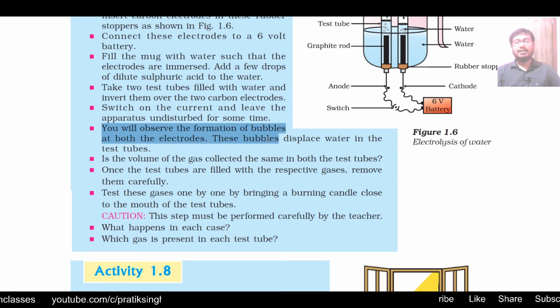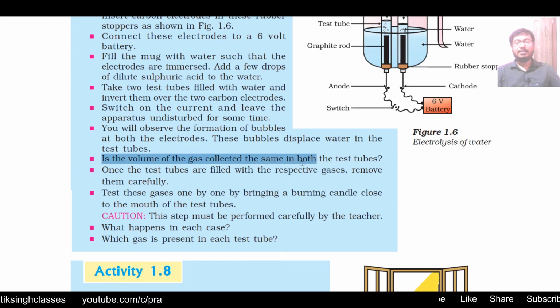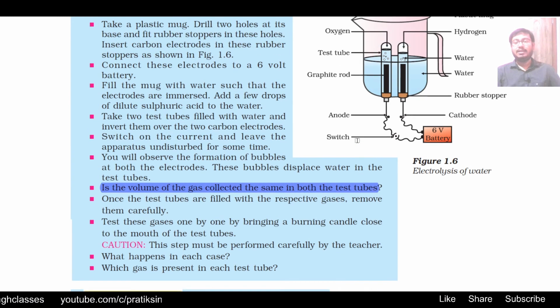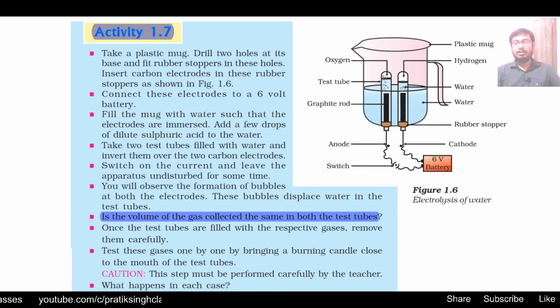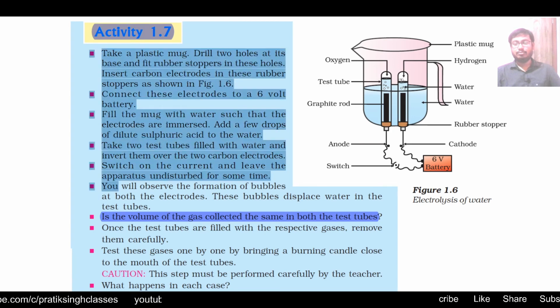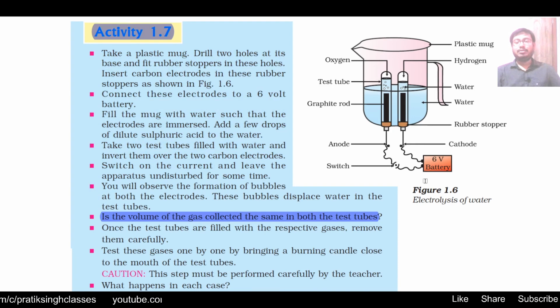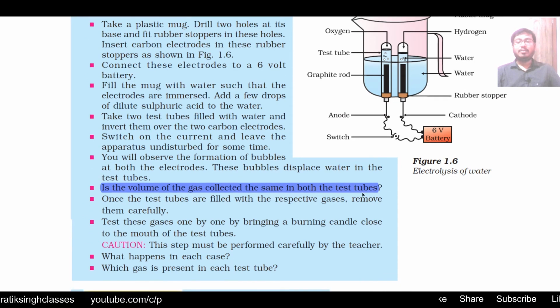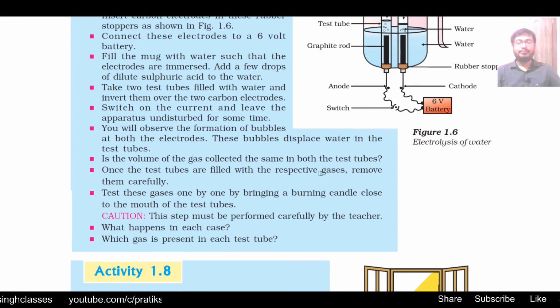These bubbles are actually the bubbles of hydrogen and oxygen. These bubbles displace water in the test tube. Is the volume of gas collected the same in both the test tubes? As you can see, in one the amount of gas collected is higher and in the other test tube the amount of gas collected is lesser. That means for one of hydrogen or oxygen the amount is lesser and the other is higher.